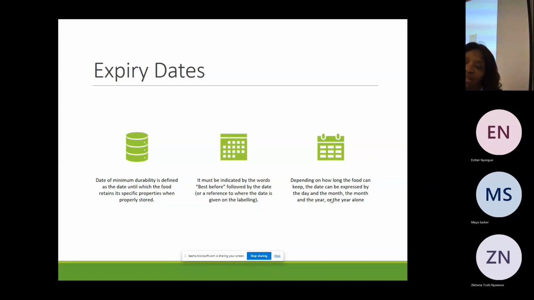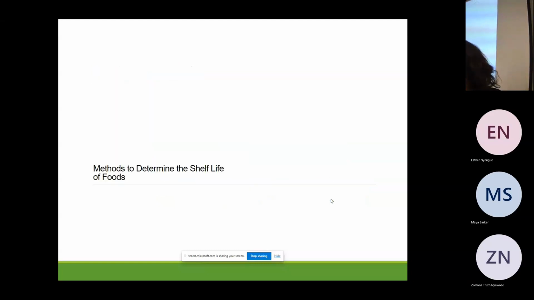So you'd actually see that depending on how long this product can stay, the shorter the product's lifespan is, they'll use day and month. And then the middle one is month and year. And then if it keeps for a long time, they tend to use the year as an indication of it.